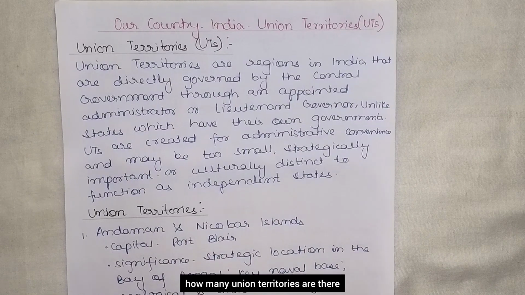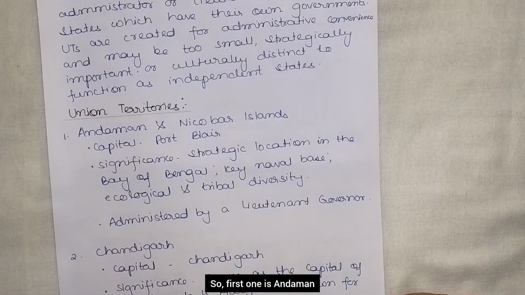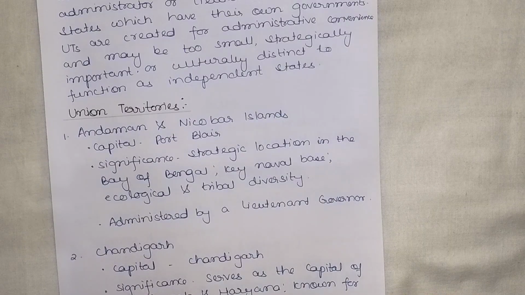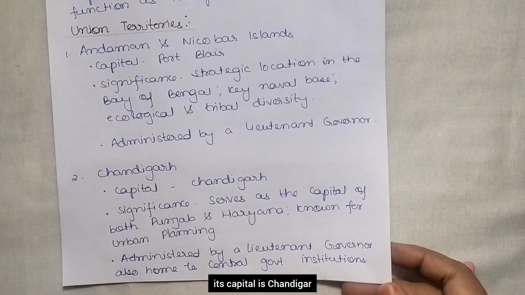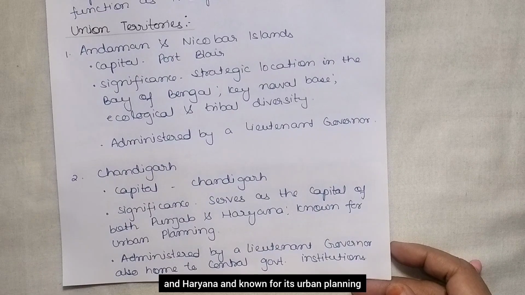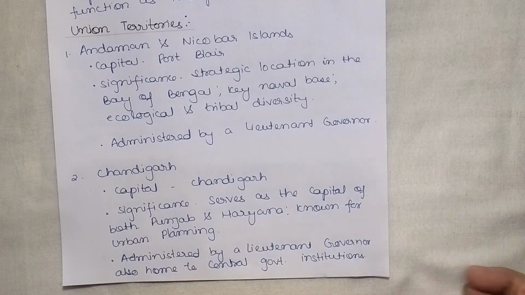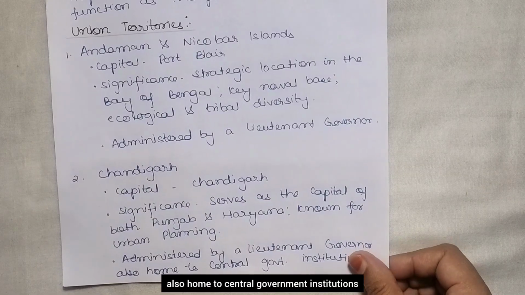Now let us see how many union territories there are. There are 8 union territories, right? The first one is Andaman and Nicobar Islands. Its capital is Port Blair, and its significance is its strategic location in the Bay of Bengal, a key naval base, and ecological and tribal diversity. It is administered by a lieutenant governor. Second is Chandigarh. Its capital is Chandigarh. What's significant? It serves as the capital of both Punjab and Haryana and is known for its urban planning. It is also administered by a lieutenant governor, and is also home to central government institutions, right?